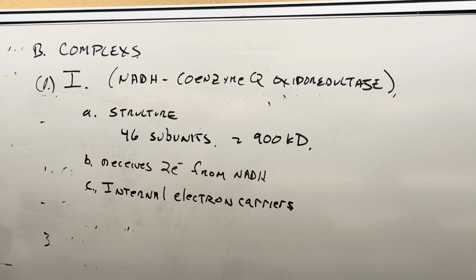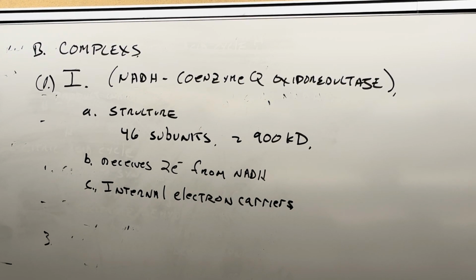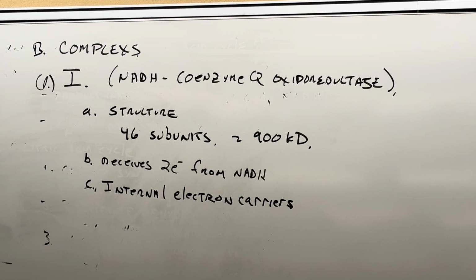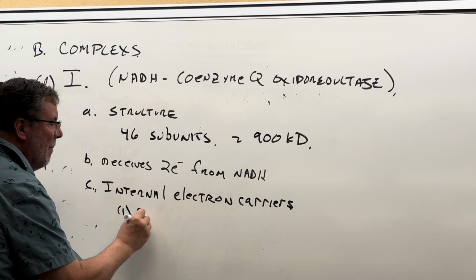So, I showed these arrows flowing through here, right? Well, then it's not showing through this collection of polypeptides, but there are actually different redox centers in here that the electrons get passed between. So what are some of these different internal electron carriers? There is a flavin mononucleotide.